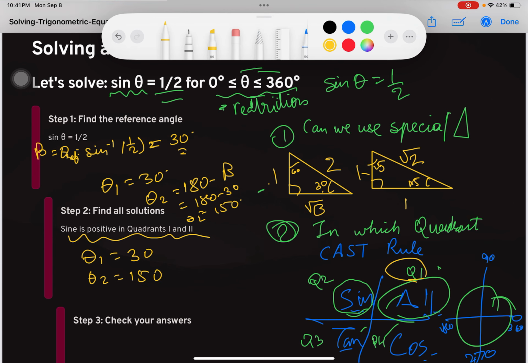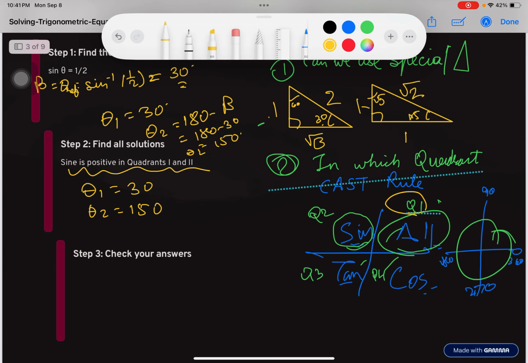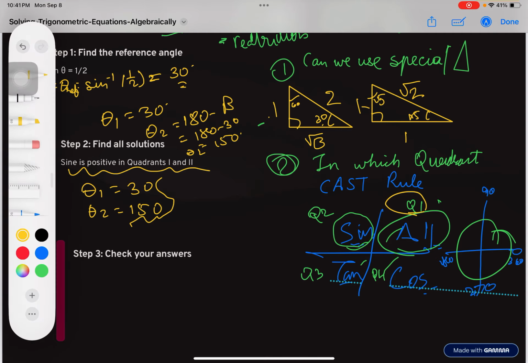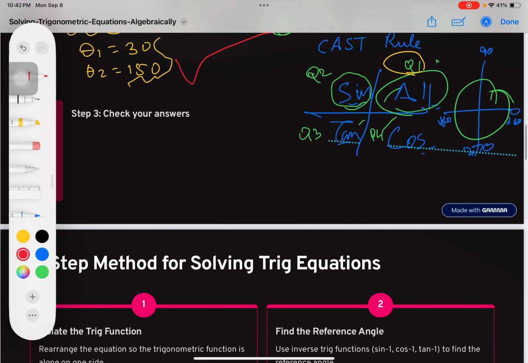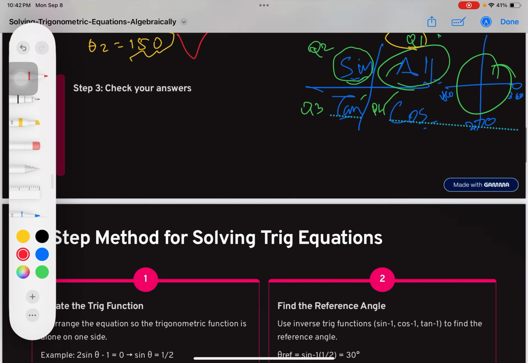Now, how do you check your answers? You can check or verify your answer by putting these values in your calculator, or you just look at the restrictions, right? So your restriction is that it should lie between 0 to 360 degrees. Does it lie between 0 to 360 degrees? Yes, it does. 30 and 150 do lie between 0 to 360 degrees. So therefore, these answers are correct. That's a good tick mark, okay?